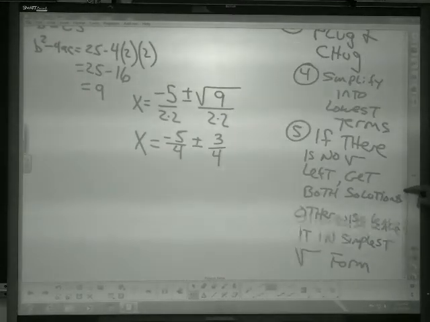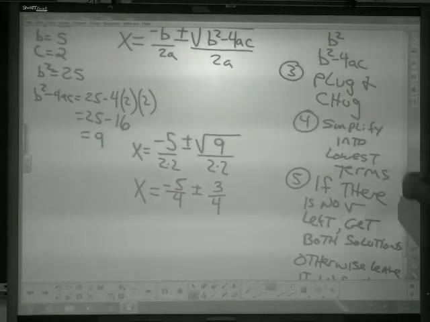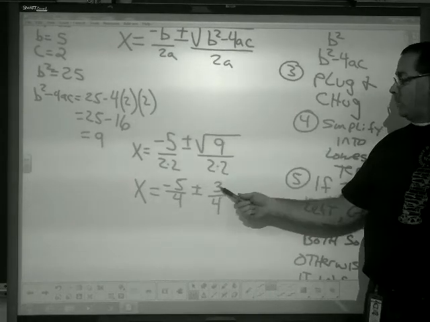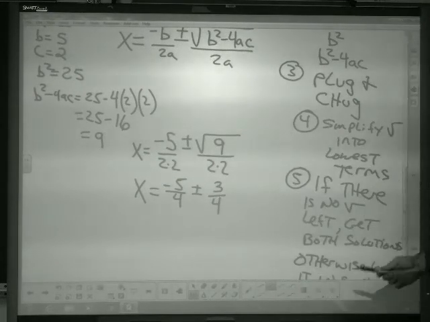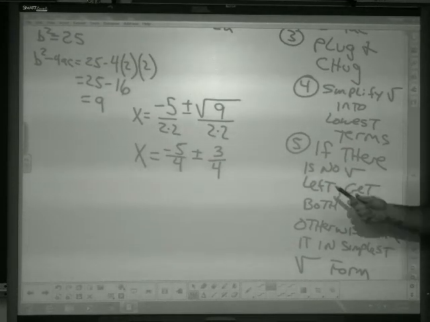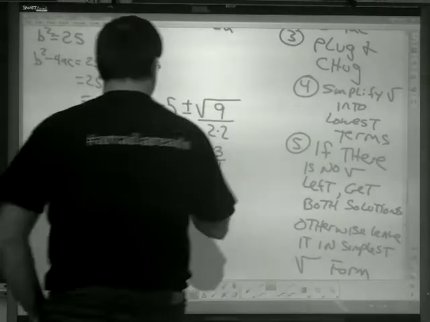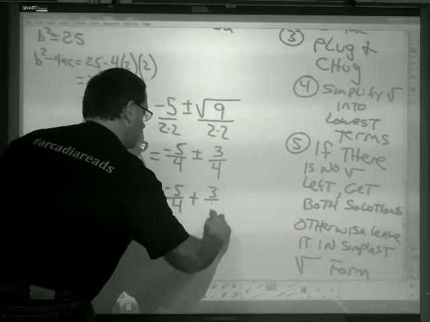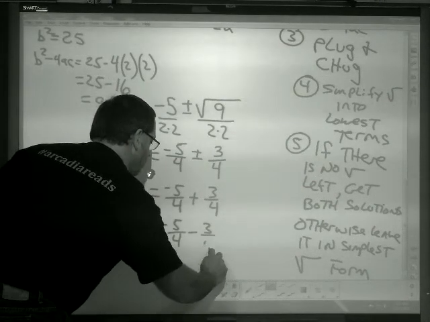Now let's check our steps for a second. So plug and chug, simplify into lowest terms. So simplify the radical. Luckily, this really simplifies down nice into a 3. Otherwise, we'd keep it in simplest radical form. Now, if there is no radical left, get both solutions. So, hey, check this out. No radicals left. I can do this. I can take -5/4 and add 3/4. X equals -5/4 plus 3/4. And I can do x equals -5/4 minus 3/4.